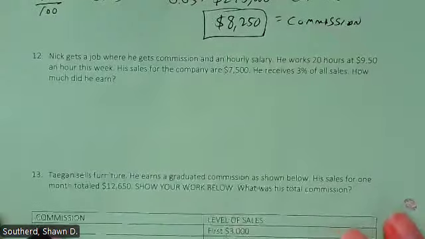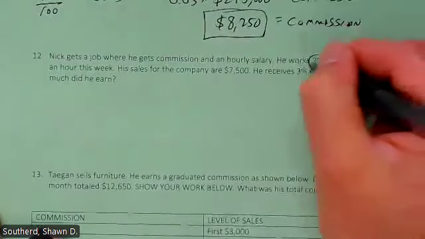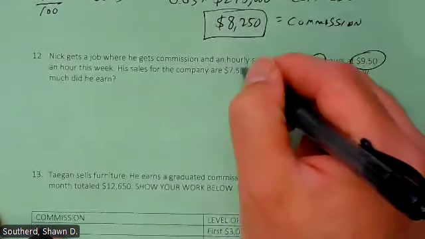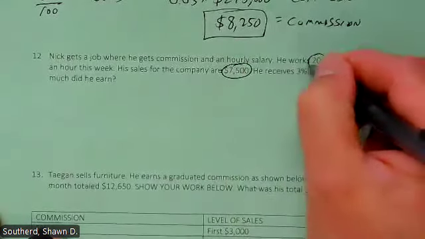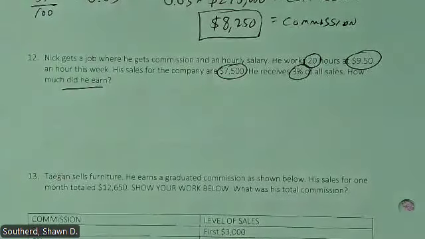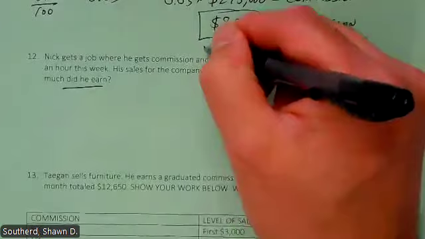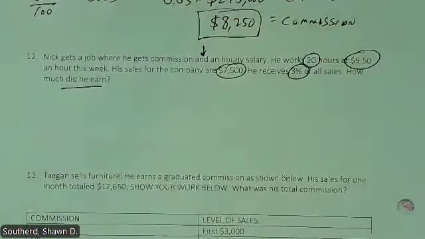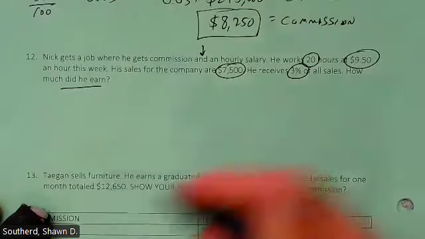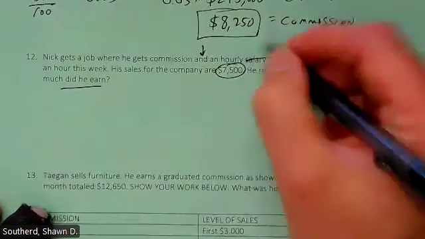All right. Now we're talking about Nick. He works 20 hours. He gets $9.50 an hour. His sales for the company are 7,500. He receives 3% of all sales. How much did he earn? Okay. So again, we got a job where you get commission, and there's the keyword "and," right? An hourly salary. That doesn't quite jive. That's my typo. He gets an hourly wage.